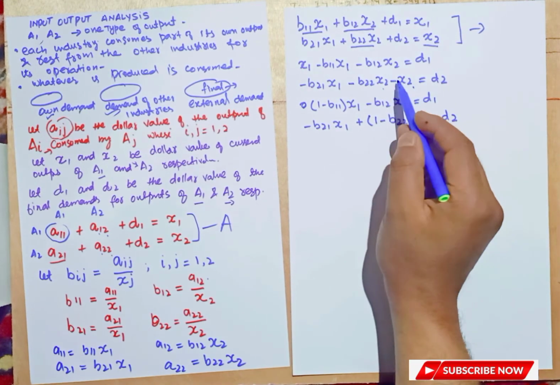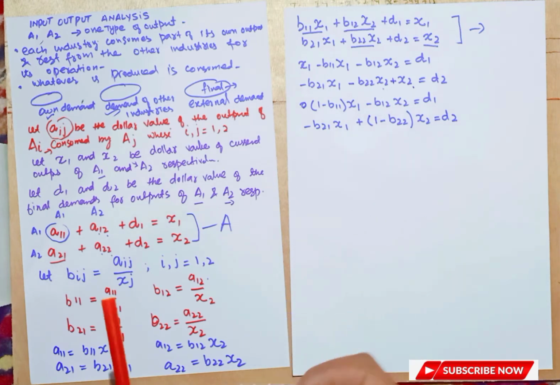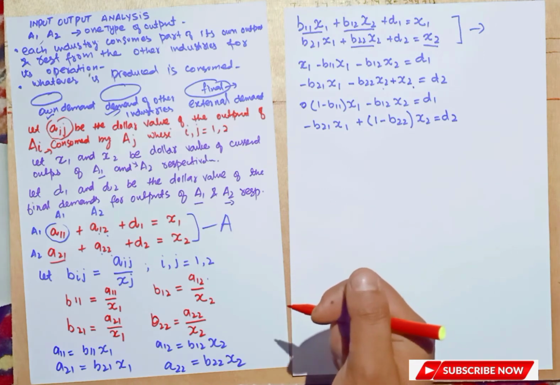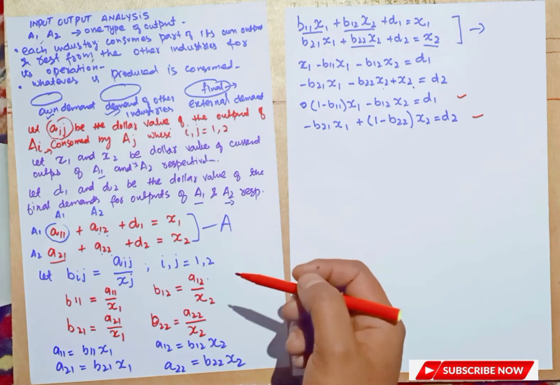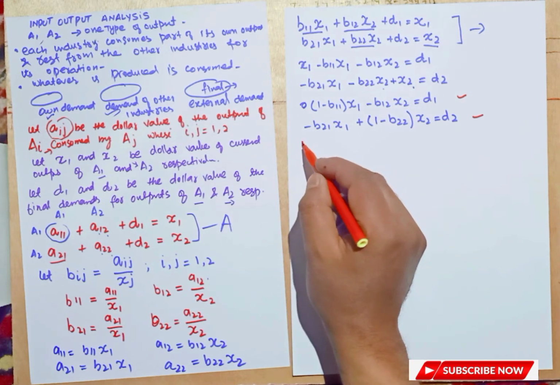Sorry, here it is plus x2. Sorry for the mistake here, because it is getting too complex now. I hope I am making myself clear to you. Now we have these two equations. Now we can write them in matrix form.